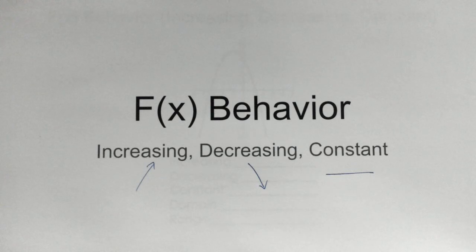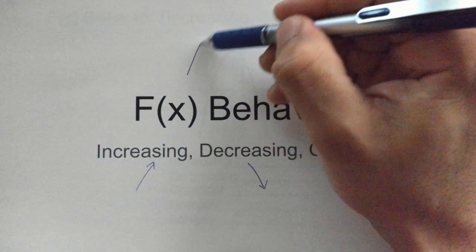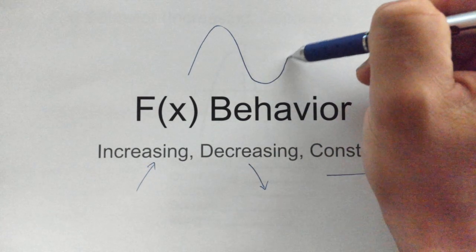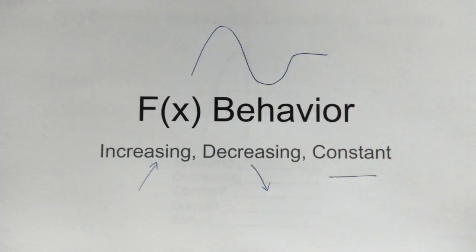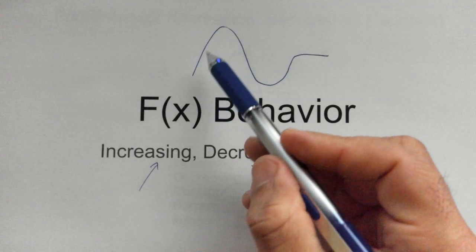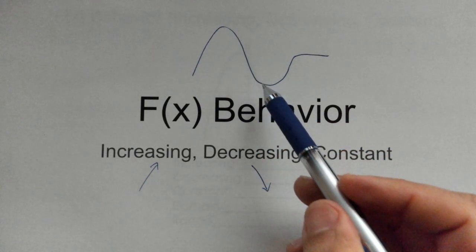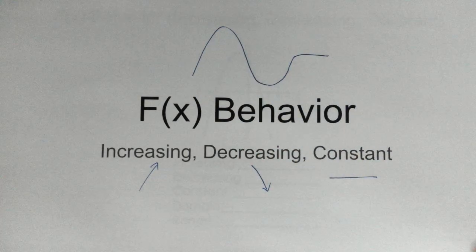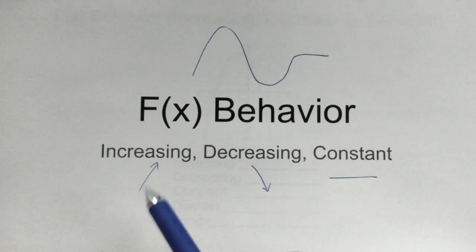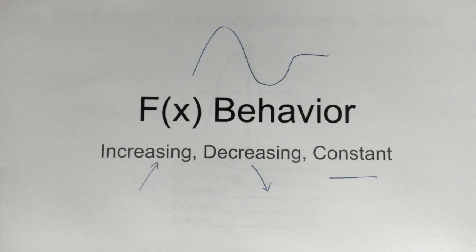There are only three possibilities for a function, regardless of what you're looking at. No matter what happens, there are different locations in the graph where it's increasing, decreasing, or constant. There's only three possibilities, and it's one of these three. So let's describe the changes that are happening for different scenarios.